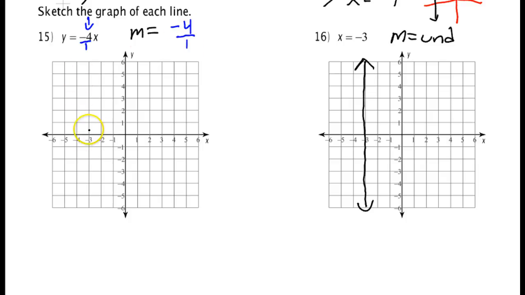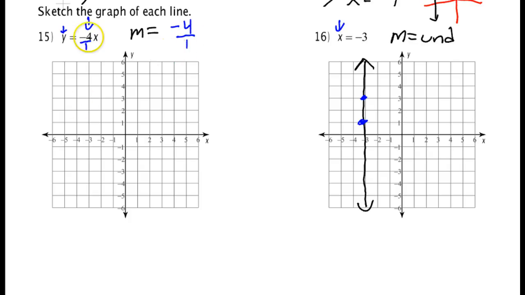If it was a 0 run, it would be a vertical line, but if it was a vertical line, it would start with x equals. So if it starts with y, there's no way you can have a 0 run. That'd have to be a vertical x equals line. So if there's no denominator, it's automatically 1.